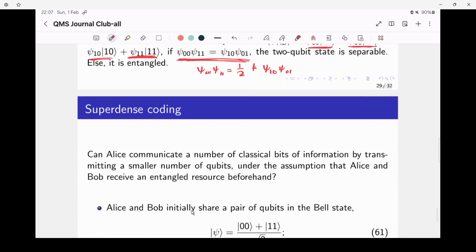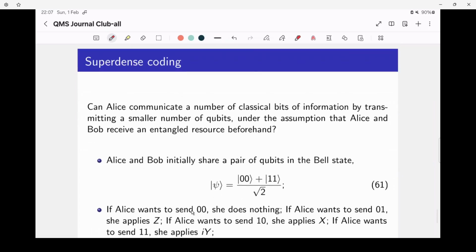So, what can you do with this kind of information so far? The first application is, of course, super dense coding. Super dense coding basically asks a very specific question. If Alice and Bob share an entangled state, can Alice communicate a certain number of classical bits by just sharing a very small number of qubits? In this particular example, let's say Alice and Bob share a Bell state.